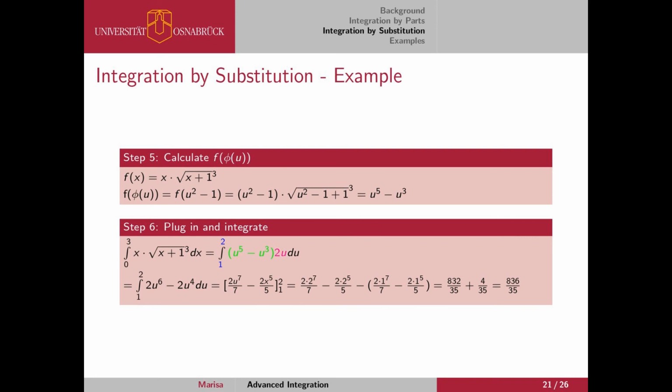In step 5, we had to calculate f of phi of u, and therefore had to plug in the terms from phi of u for each x of our function f of x. In the last step, all we had to do was plug in all terms into the specific location and then calculate the integral. Seems like a long birth, but finally we came up with a result.